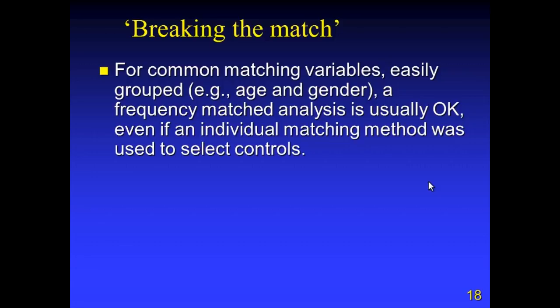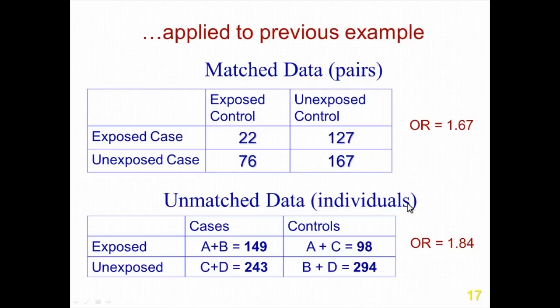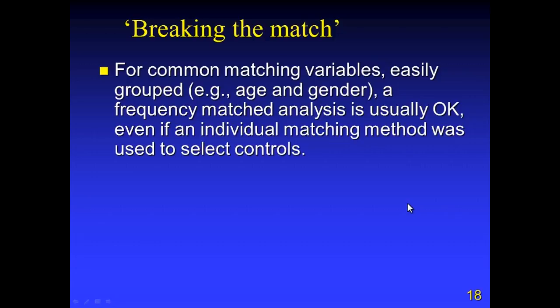So it may be perfectly all right if you're just using, say, age and gender, and you have fairly broad categories of age, to, as we say, break the match, as we did here, and then carry out the analysis. And very often you'll get a very similar result to what you would have got if you'd done the individually matched analysis. I've tried this with various data sets, and usually they come out pretty similar, using the matched analysis and then just the normal analysis.